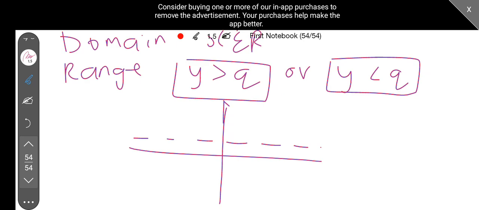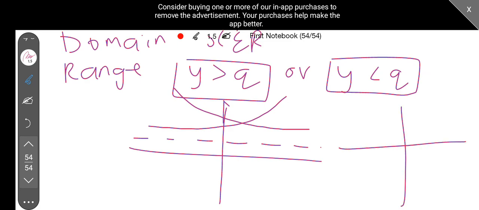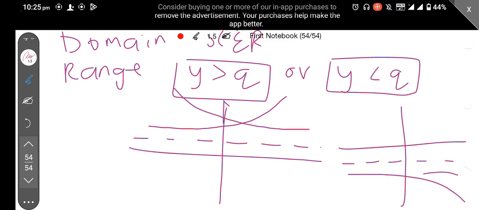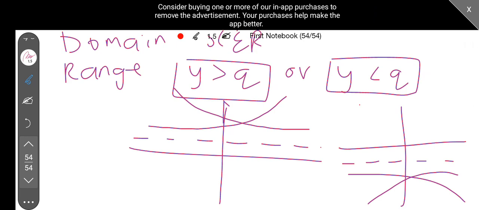If your graph is above the asymptote, you see? But if it's less than q, it's when your graph is below the asymptote. So you must know that as long as the range is y is more than q, it's when your graph is above the asymptote. But if y is less than q, it's when your graph is below the asymptote.